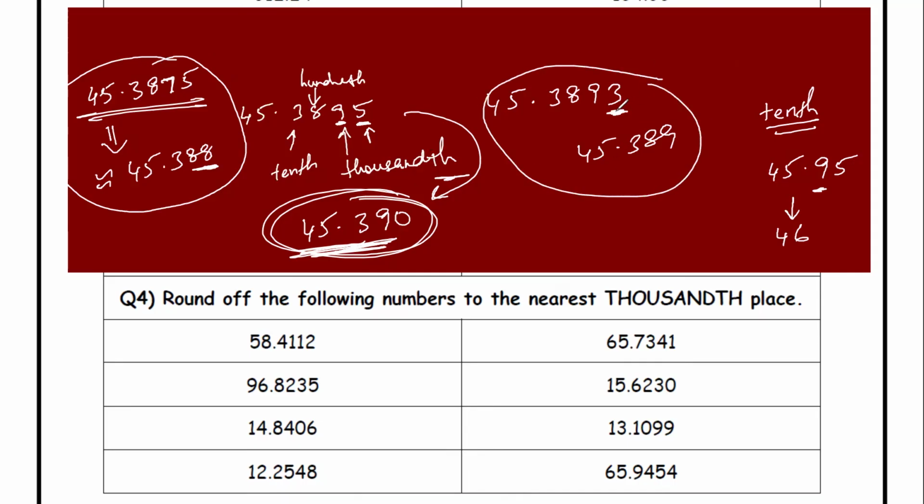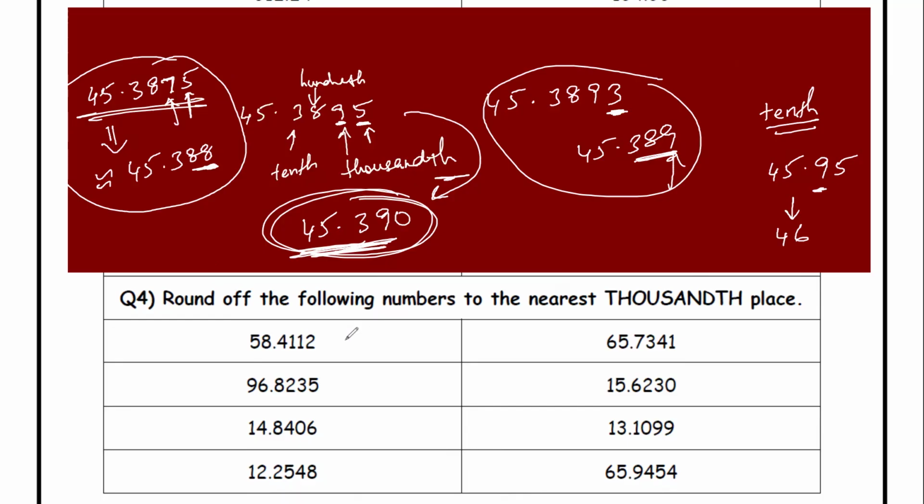So this one's lesser than 5, and the thousandth place does not change. This one is greater than 4, so the thousandth place, that is this one, changes. It goes up. Let me quickly wind up this particular exercise.